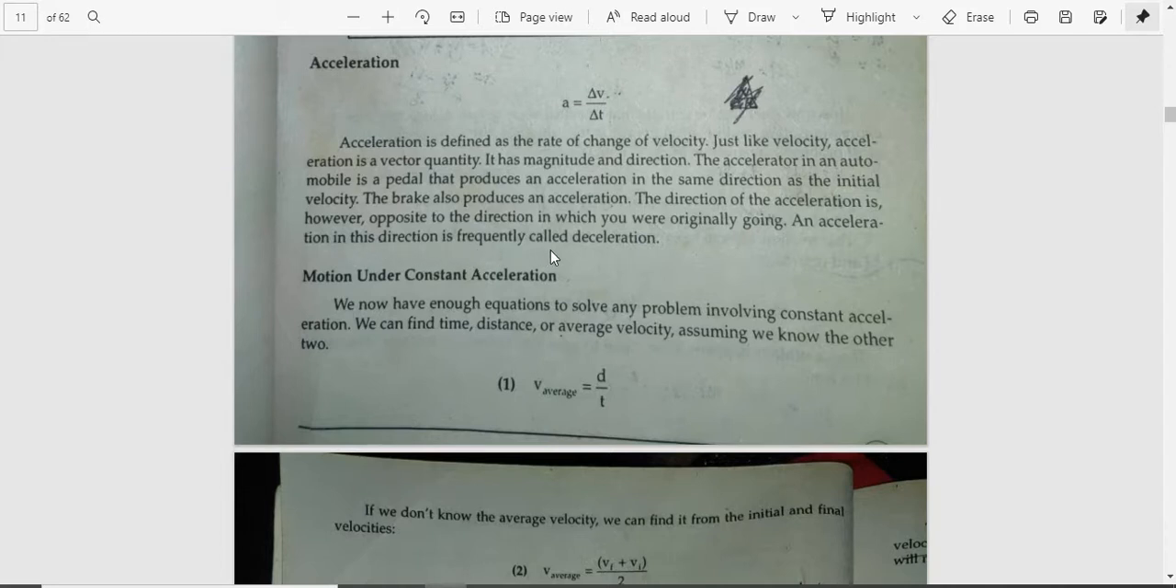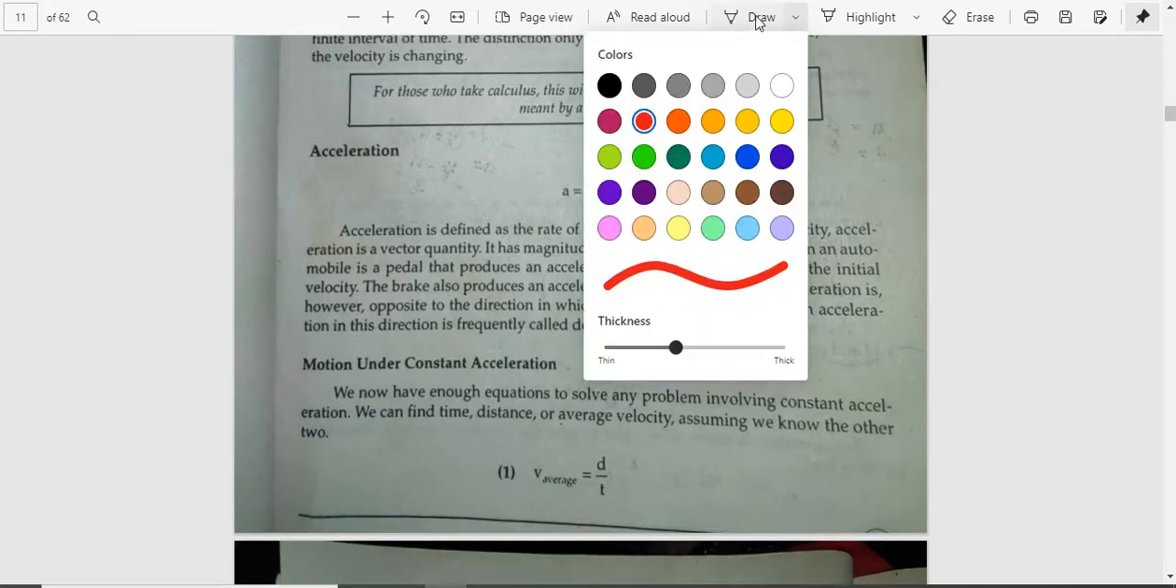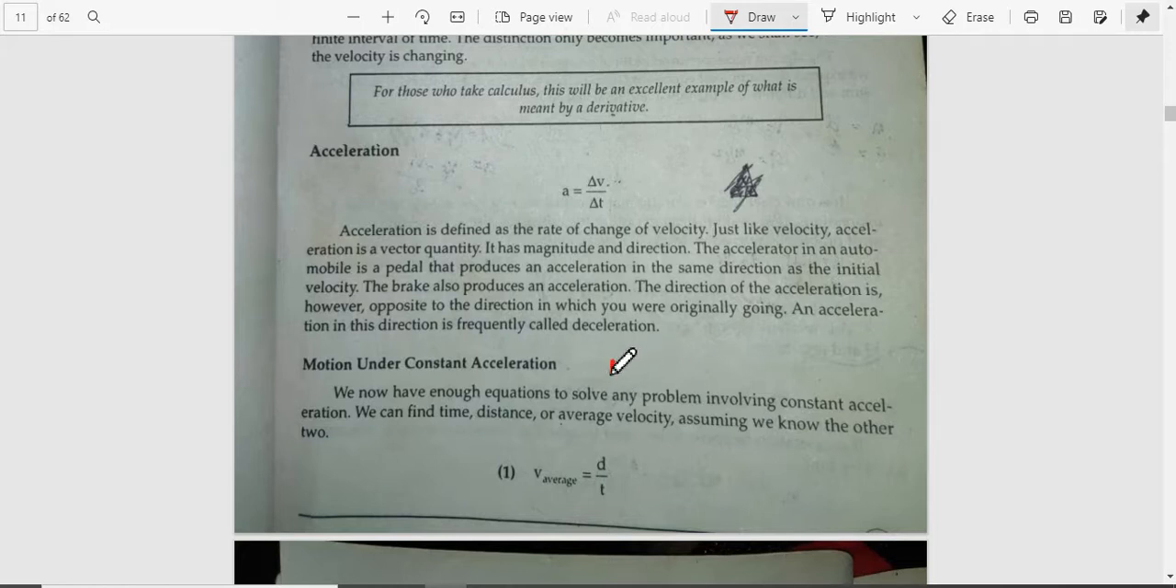For example, class, if you are in a vehicle, if your car is only going that way, that is your velocity. But if your car is going that way and its speed is increasing, that is your acceleration. If the speed is constant, that is your velocity. The speed that builds up gradually, that is your acceleration.